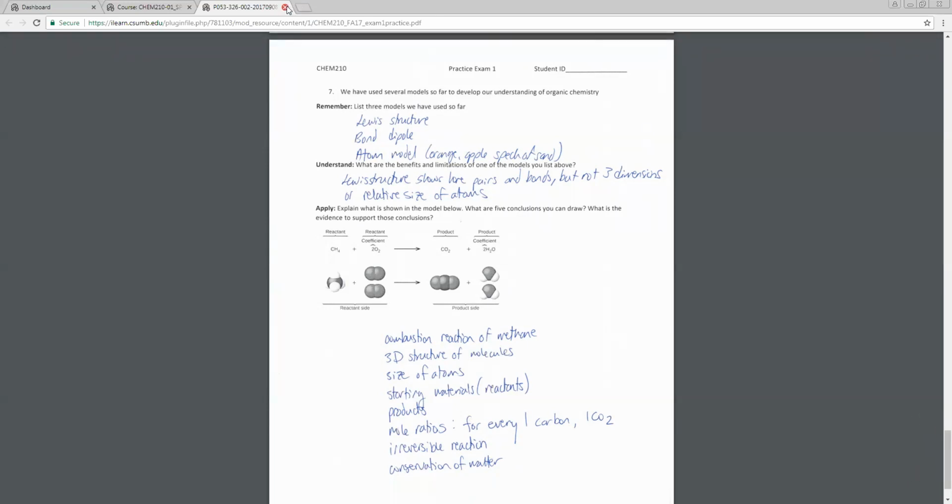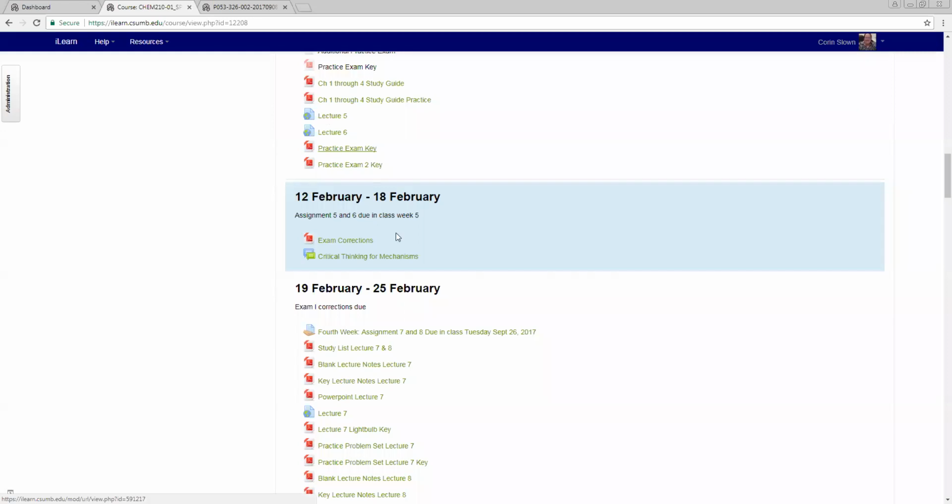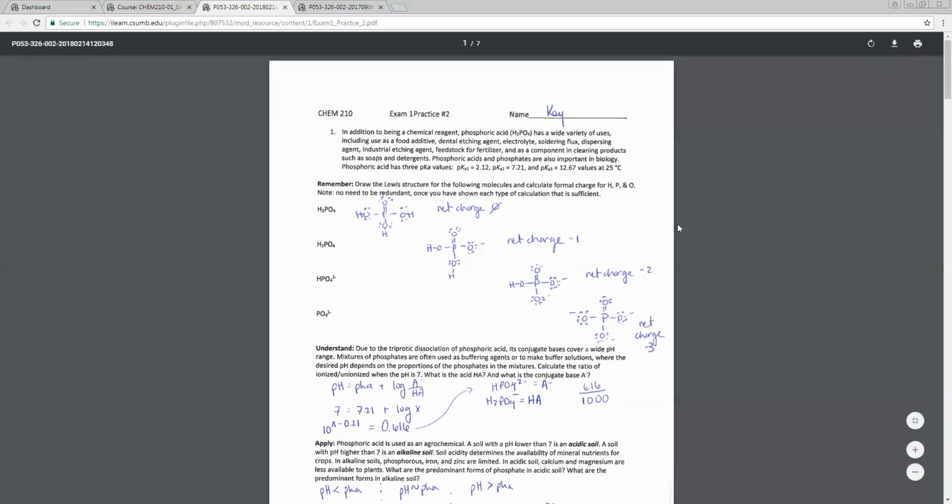Okay, and I know that there was also a desire to hear about practice exam 2. And so here you're actually doing something very similar. You're drawing a Lewis structure and then calculating the net charge. If you're not sure how to do that, you can always calculate the formal charge for each individual atom.